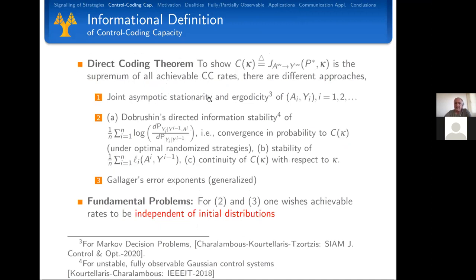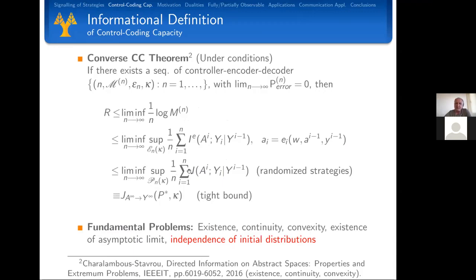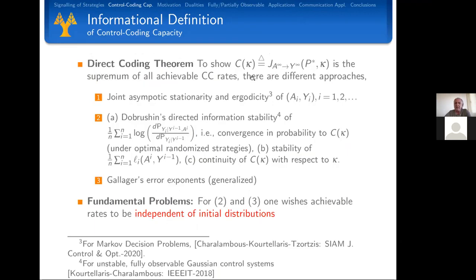Then comes the direct coding theorem. So once somebody has identified this measure, which is straightforward by Fano's inequality, one tries to prove achievability, basically to show that the supremum of all achievable rates is this quantity identified in the converse. And there are at least three different approaches to do it. One approach is to show joint asymptotic stationarity and ergodicity of the joint process of the input and the output. Another approach is to prove Dobrushin's directed information stability, which means the information density converges in probability to this quantity. And of course, the average payoff is also stable in the same sense. And in order to prove achievability, you also need continuity of this quantity with respect to the power.